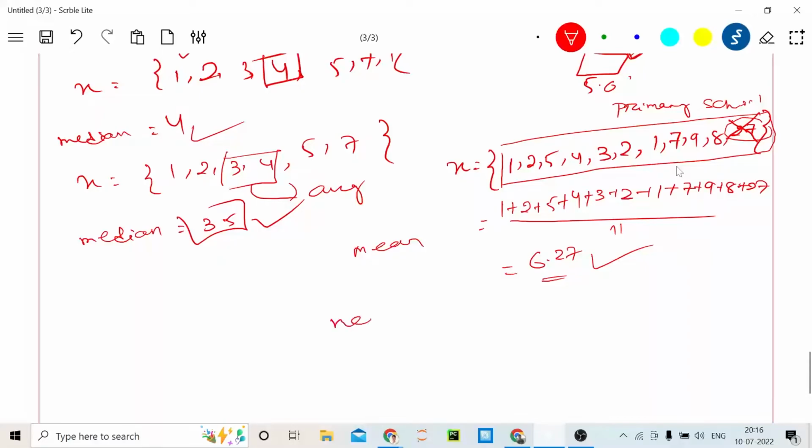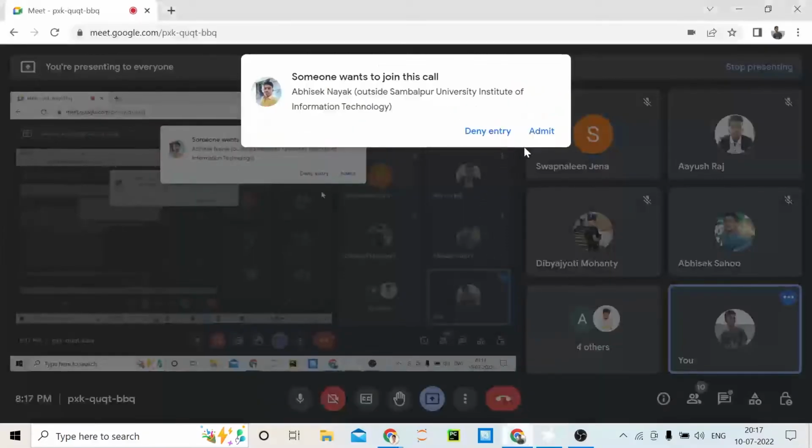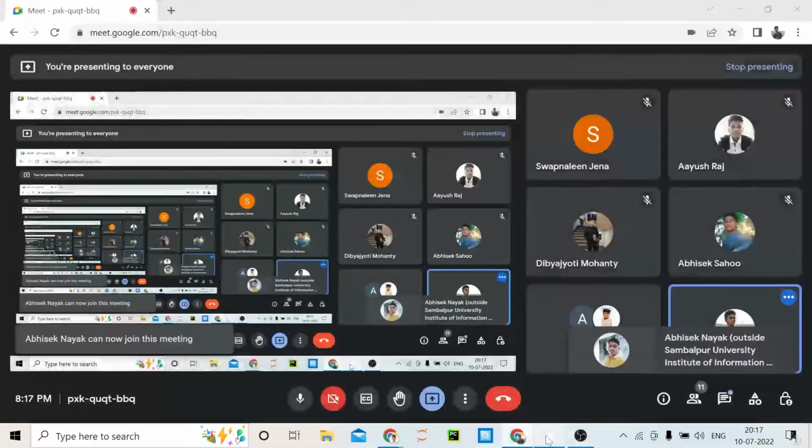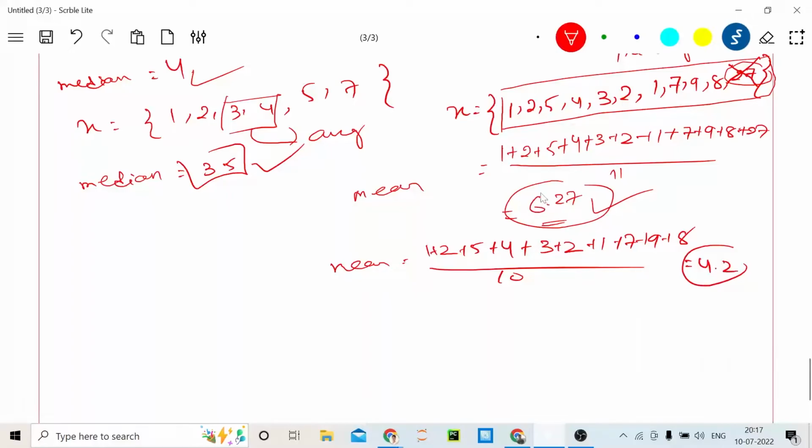That means the new mean will be 1 plus 2 plus 5 plus 4 plus 3 plus 2 plus 1 plus 7 plus 9 plus 8 divided by 10. That is 4.2. Now you can see there is a huge difference in the mean when an outlier is present in our data. It comes to 4.2 without the outlier, and 6.27 with it.